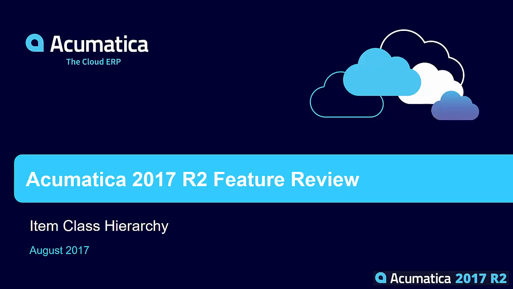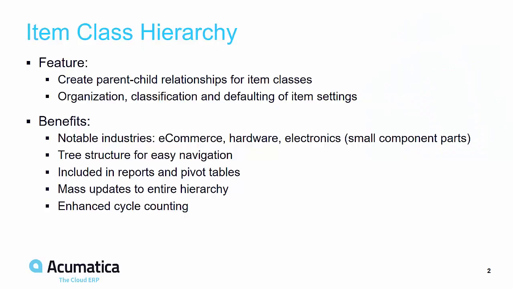Acumatica 2017 R2 Feature Review, Item Class Hierarchies. The item class hierarchy is a feature that was originally required to meet the needs of hardware stores. These types of businesses sell small component parts with complex item class structures. With Acumatica 2017 R2, you can now create parent-child relationships for item classes.